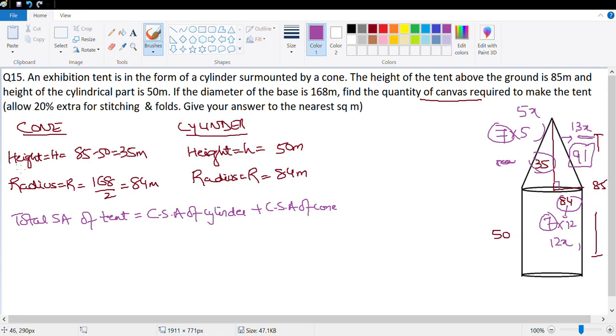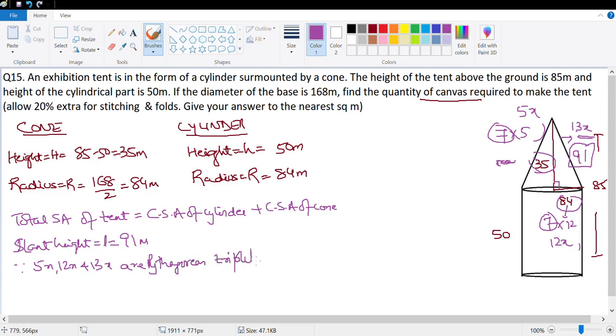So slant height is equal to L is equal to 91 meter, since 5x, 12x and 13x are Pythagorean triplets. This kind of a trick will save you time in your examination, so you should understand how to get into this Pythagorean triplets and remember these Pythagorean triplets.